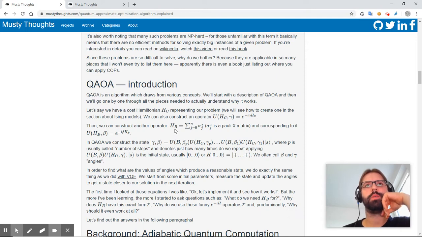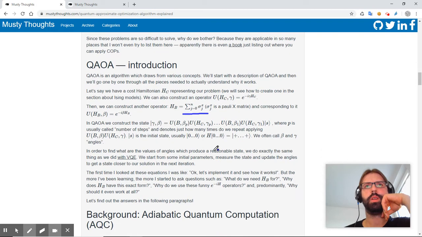And then those things are rotations, I guess, right? So this is the Pauli X matrix. It's a sum of the Pauli X matrices. I'm not so sure I understand why this makes sense or not. But let's go ahead.